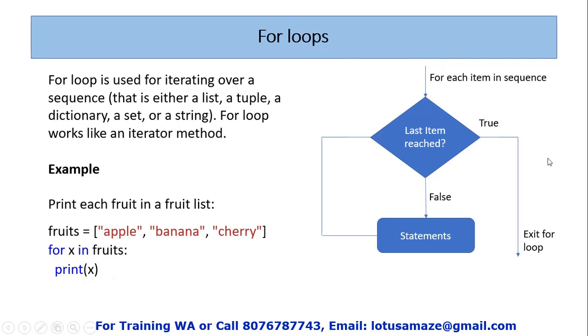So if you look at this algorithm, for each item in the sequence, once we reach the last item, if this is true, it will exit the for loop. Otherwise, in case of false, it will execute the set of statements. So this way the for loop is executed, and there are also break and continue in the for loop as in the while loop. So let's look into the demo in Jupyter Notebook.